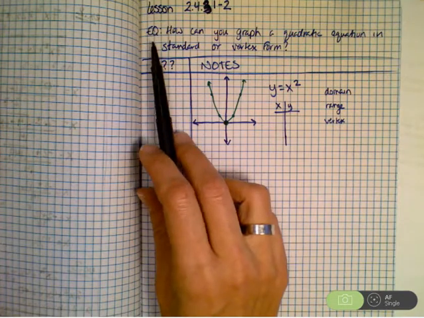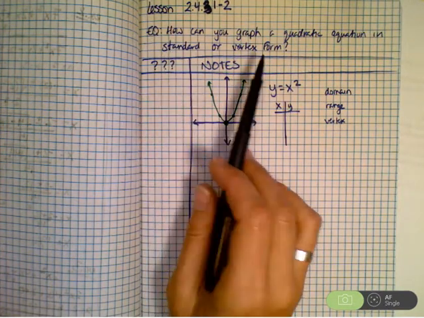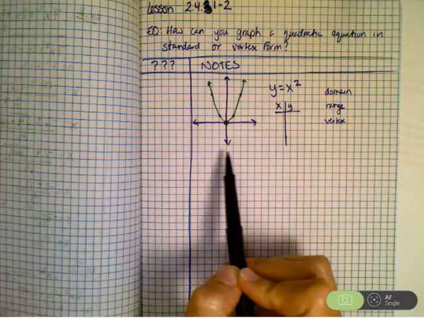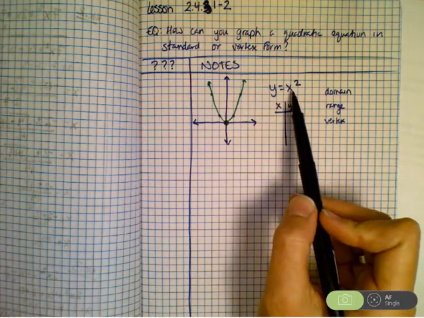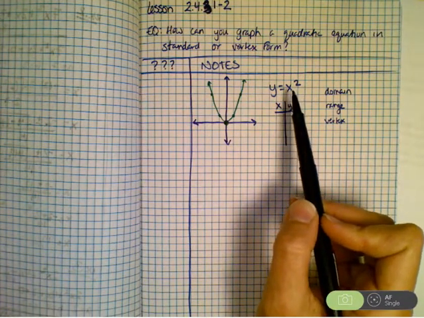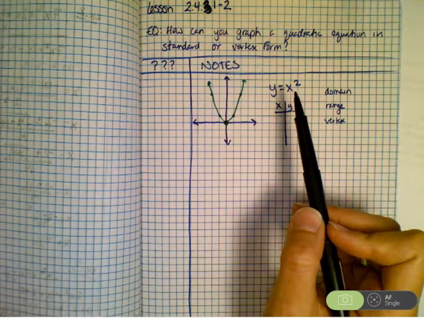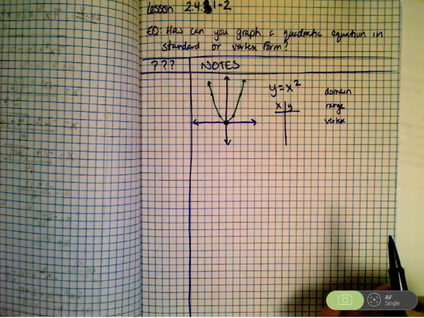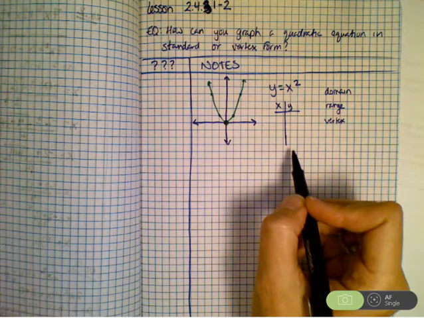So our essential question is, how can you graph a quadratic equation in standard or vertex form? And to start the notes, I just gave you the basic graph here of a quadratic function, y equals x squared, and that way we can compare our other graphs to this basic one as we do more work with them. So when we have this first equation, what we'd want to think about is building a table for it.